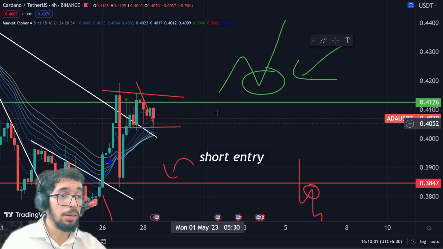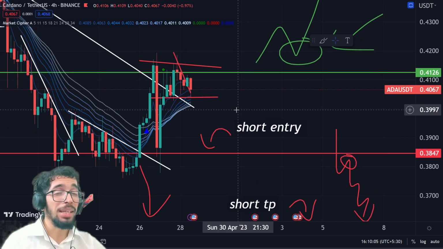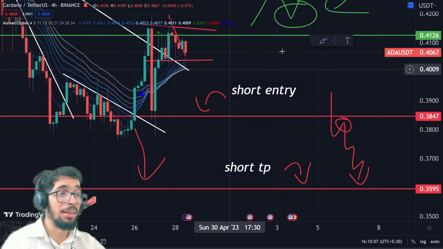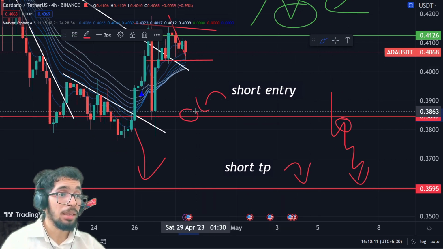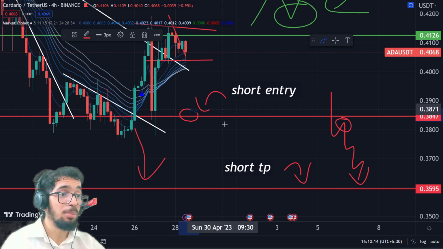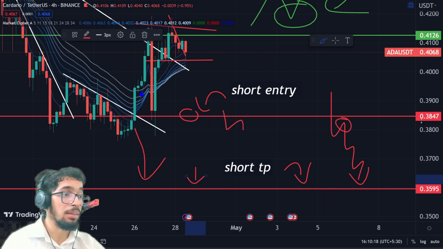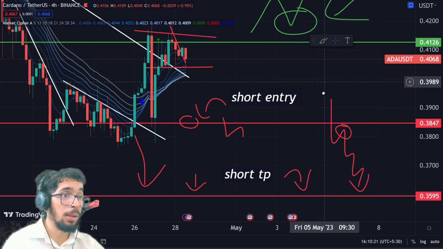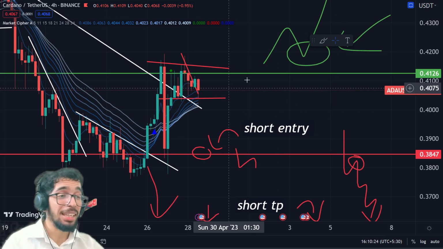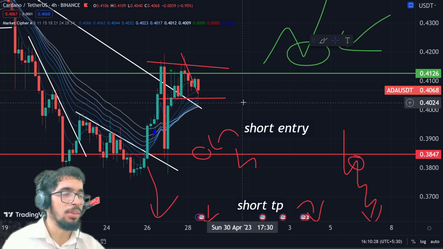and we are going to be in a good long. Okay, but if Bitcoin breaks that 28,760, then we'll probably be entering our shorts right here. Then we put our short position right here, and we put our take profits right here at around 0.35 cents. Okay, so that's our ADA chart. Even if y'all want, you can short here, but don't risk it.